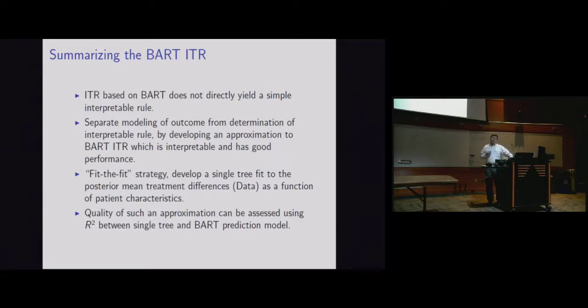Now, one of the issues with a BART-based individualized treatment rule is that it doesn't directly yield a simple interpretable rule. So in some sense, it's a black box, right? You've got this g of x function, and can you explain it to clinicians? No. You can ask them for the x's, and you can spit out the g of x and the treatment assignment, but you can't explain to them what that g of x is. So it's a bit of a black box here.